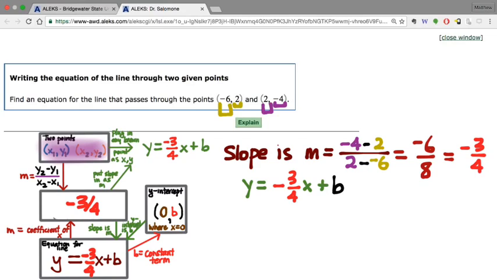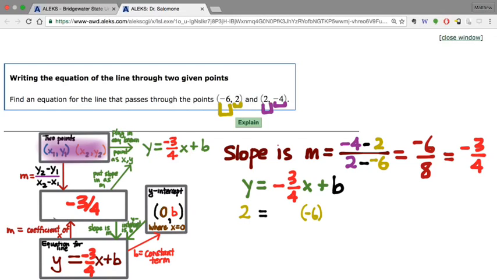Which point did you choose if you were working this problem? When you were doing this one, which one did you choose? First one? So negative 6, 2? Yeah. Again, as long as your slope is correct, it won't matter which of those 2 points you pick. So let's pick the first one. If I pick the point negative 6, comma 2, then I'm going to put a negative 6 in here where my x was, and a 2 over here where my y was.